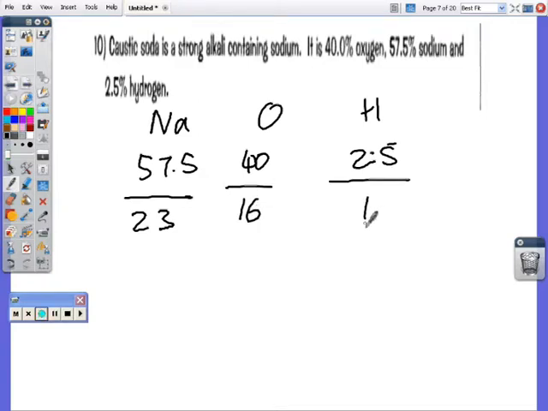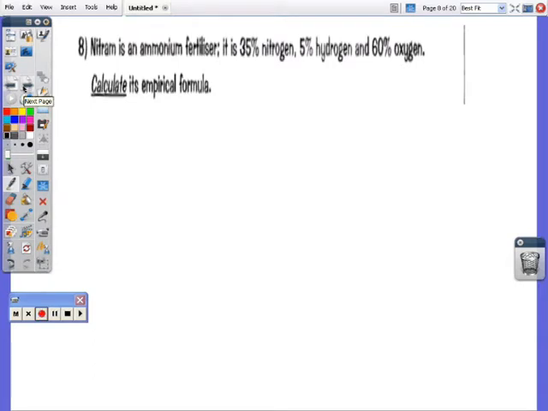That will give us, if we continue through the calculation, a ratio of 1 sodium to 1 oxygen to 1 hydrogen. Okay, and that means that our formula is NaOH. It's actually sodium hydroxide. You have 1 sodium to 1 oxygen to 1 hydrogen. Okay, let's go and have a look at another one.